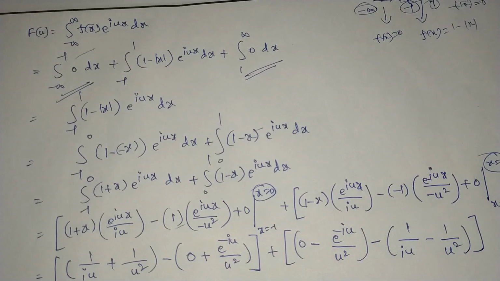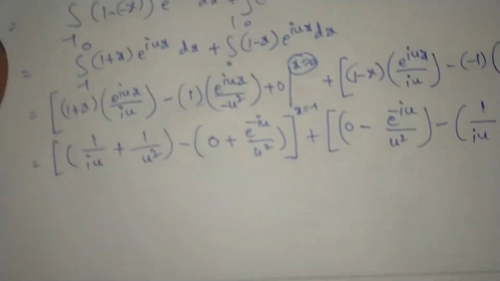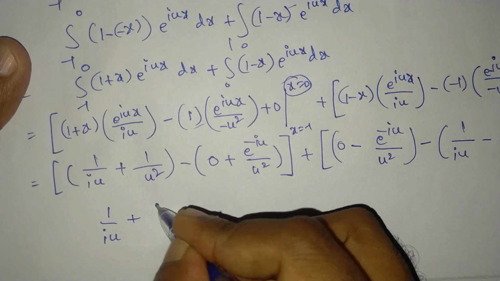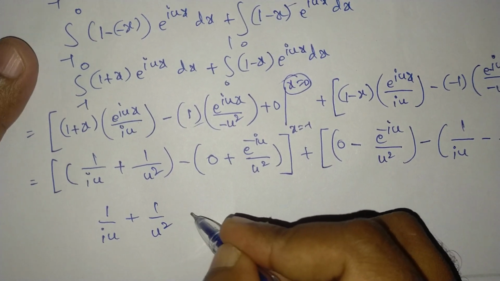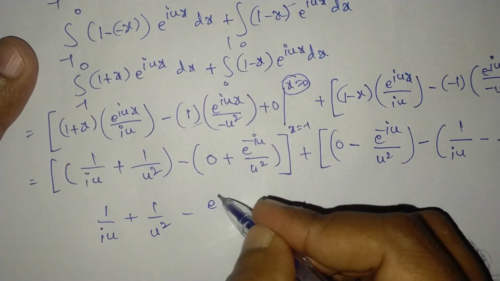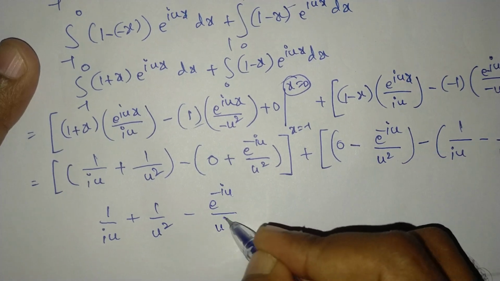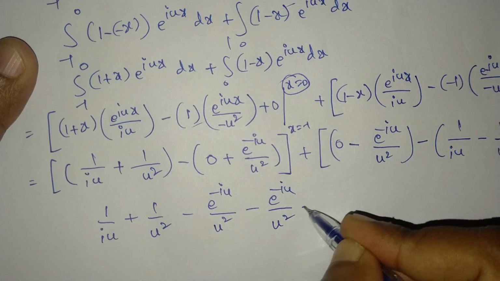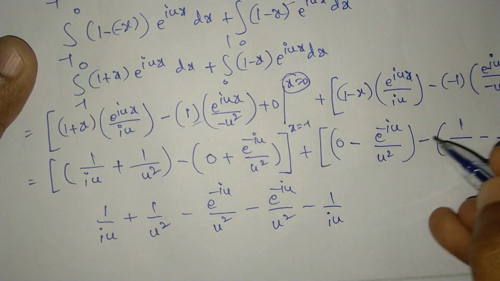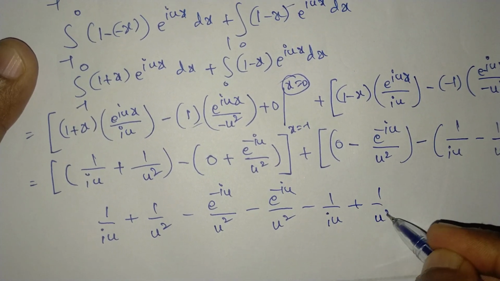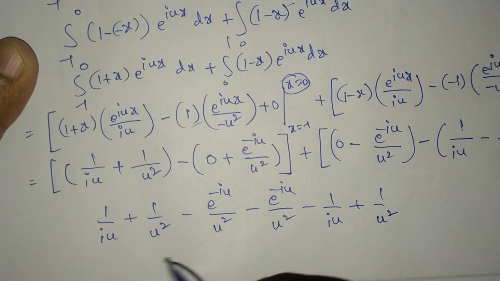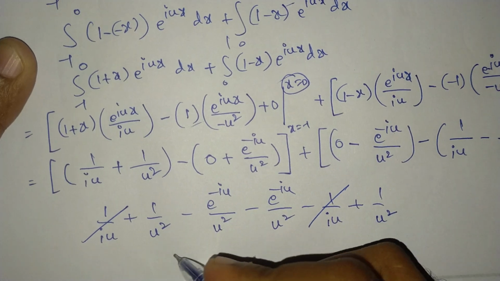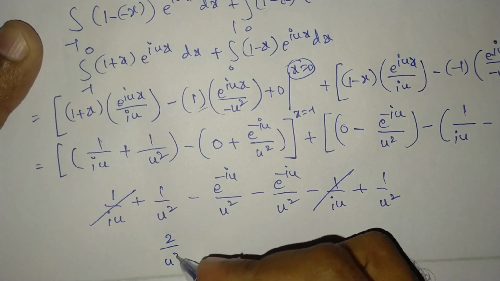So now this is equal to 1 divided by i into u plus 1 by u square, and here we have minus e power minus i u by u square, minus e power minus i u by u square, minus 1 by i into u, minus into minus plus 1 by u square. So we can cancel this. The remaining thing is 2 divided by u square.